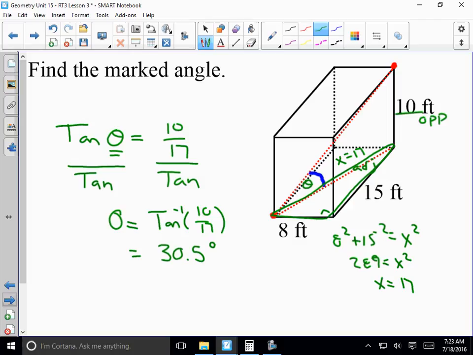Okay, so that is how we use trig ratios to solve application situations, and then also the application of the angle of depression and angle of elevation.